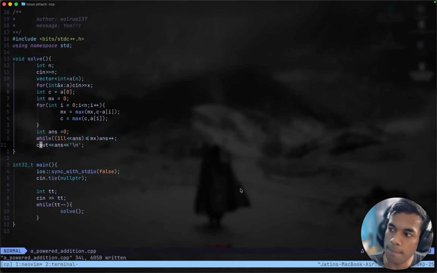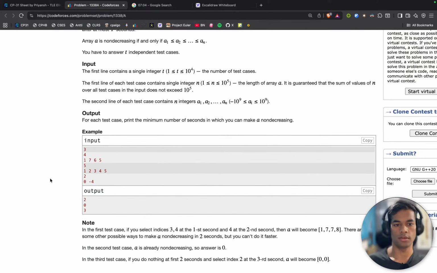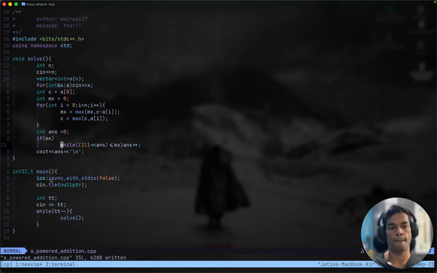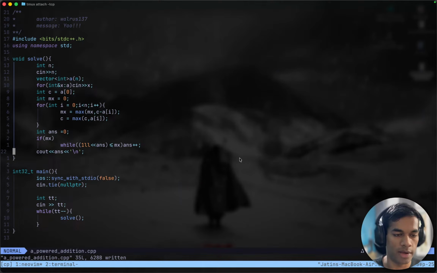If this is a perfect power of 2, then still I would like to go up by 1, and yeah, if mx is something, that is. Hmm. I think there might be some edge cases.